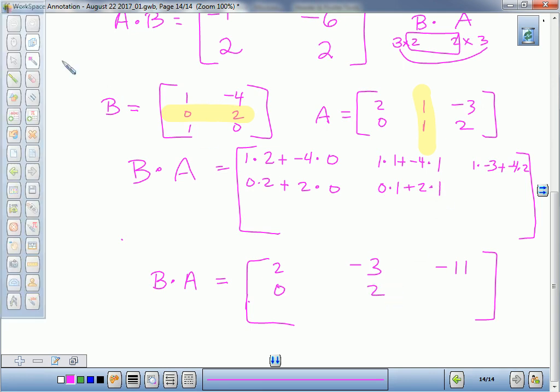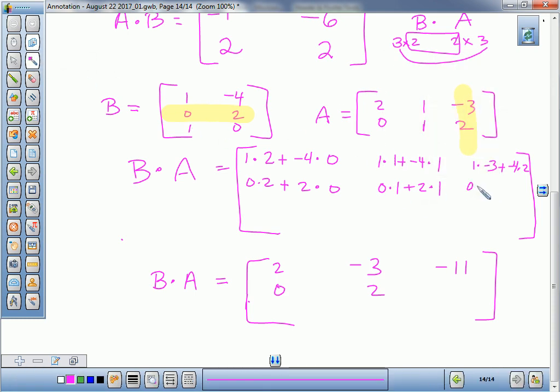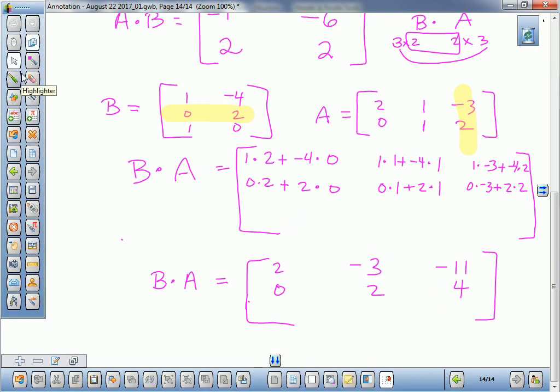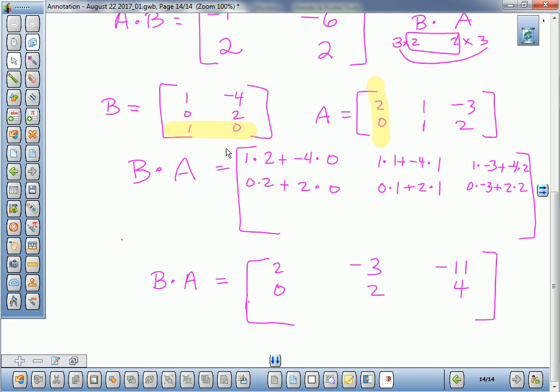Okay? Now we slide over. This row times this column. Okay? So 1 times 1 plus negative 4 times 1. So 1 times 1, negative 4 times 1. And then you slide over. Now we do this row and this column. So we do 1 times negative 3 is negative 3. And negative 4 times 2 is negative 8.